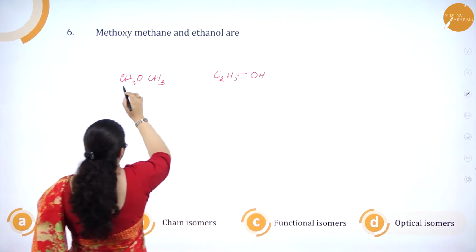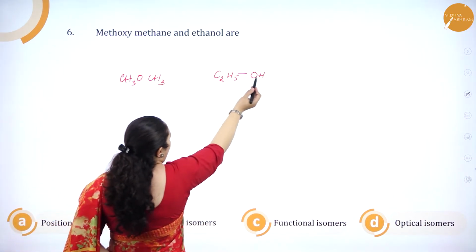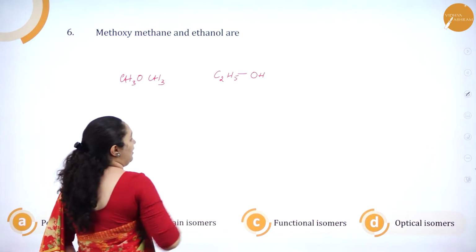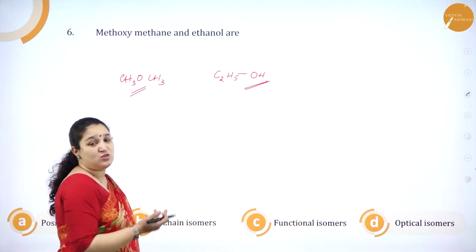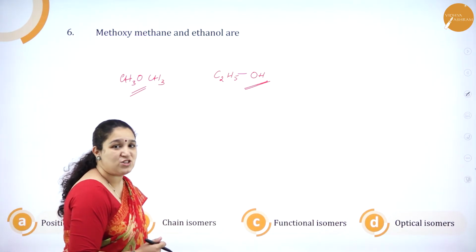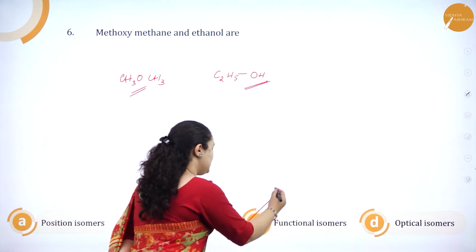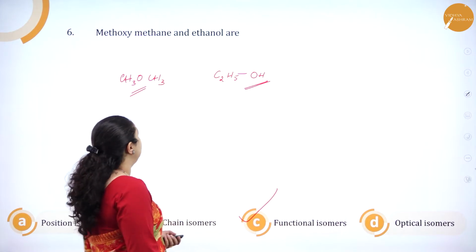C2H5OH. So, you see 2 carbon atoms are there. 3 plus 3 is 6, 5 plus 1 is 6. O and O are there. But here it is an ether, and here it's an alcohol. So, the functional group is different, isn't it? So, it is a functional isomer. Option C is the right answer. So, we'll go to the next question.